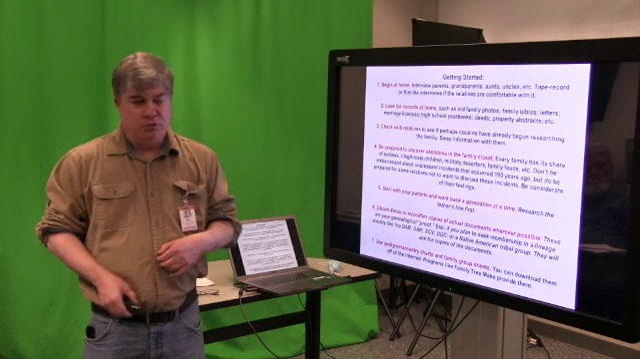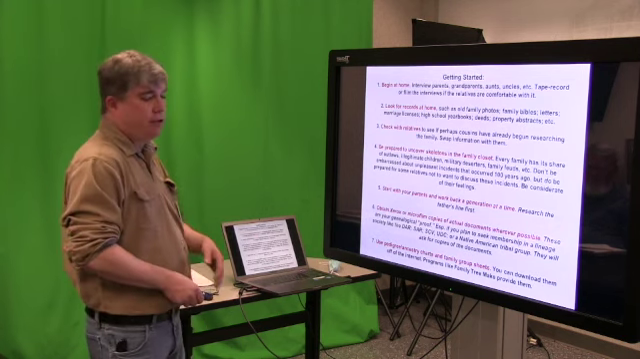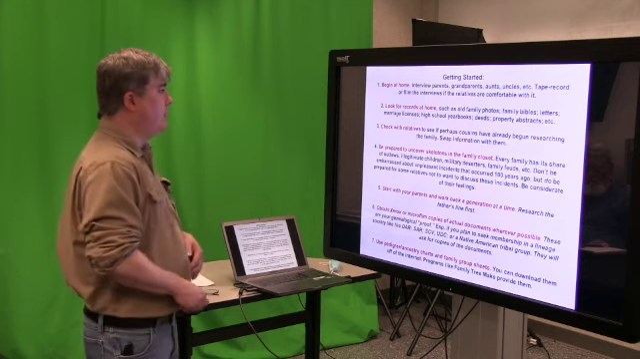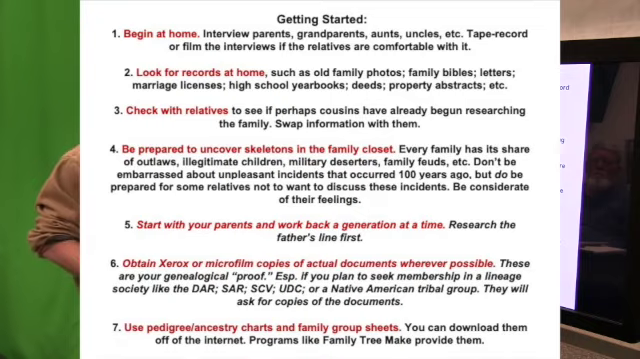Now, after you've thought all of this through in your mind and sorted some things out, how do you actually get started putting all this stuff together? One good way is to begin at home. If you have parents, grandparents, aunts, or uncles that are still living, whose minds are clear and they can remember and they're willing, interview them, tape record them, or film them if they're comfortable with it.